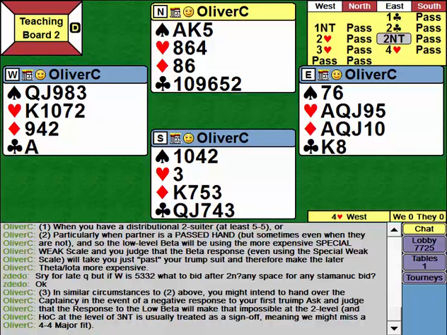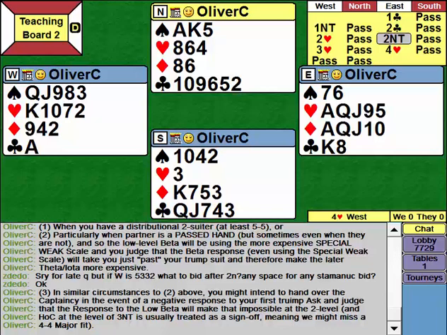But if Opener is actually quite weak in controls, it's much more likely that Responder's got a decent number of controls for their positive response. If Opener's hand is full of kings, queens, or queens and jacks, and a few kings, it's much more likely that Responder's positive is based on maybe two aces or an ace and two kings. And so that can affect our anticipation of what a low-level beta response would be.